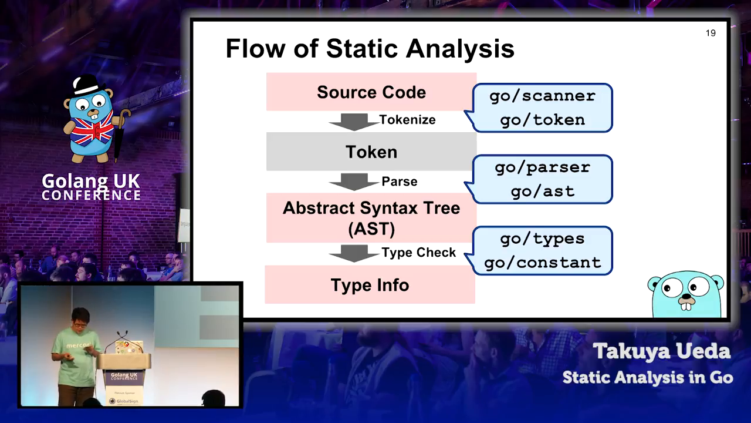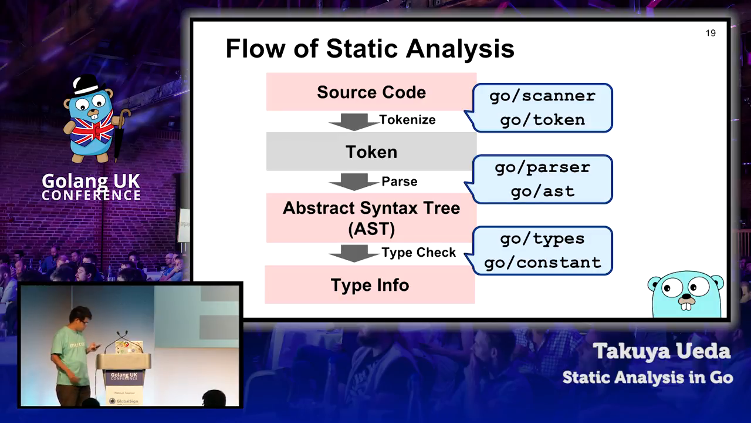The result of parsing is an abstract syntax tree, AST. The go/ast package provides types which represent nodes of the AST. If you get an AST from Go source code, you can know the structure of the source code and a lot of information. For example, for this function, what this function's parameter is, and what this if statement's condition is, and so on.